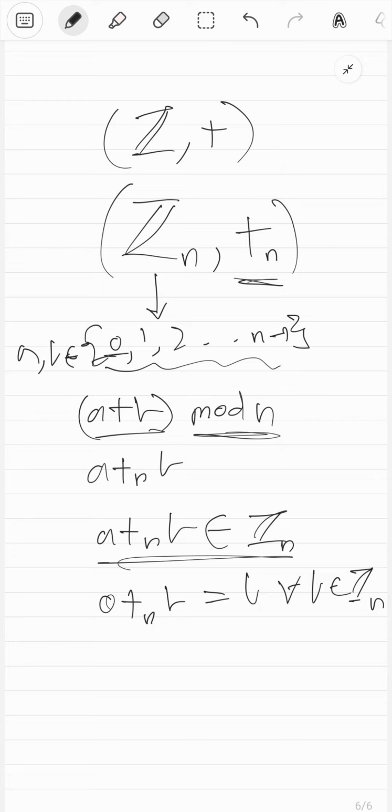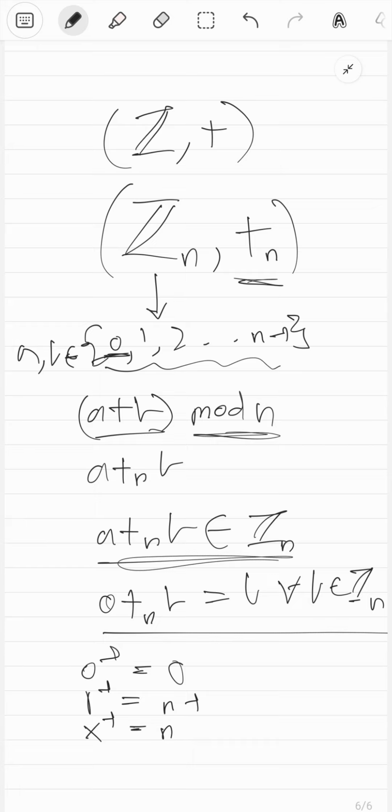So this is closure, and this is the existence of an identity. Is there also the existence of an inverse for every single element? Yes, there is. For 0, the inverse would just be itself, so 0 inverse is 0. For 1, it would be n minus 1. You can figure out the pattern: for x, the inverse is just n minus x. So you add x and n minus x modulo n, and you get just 0.